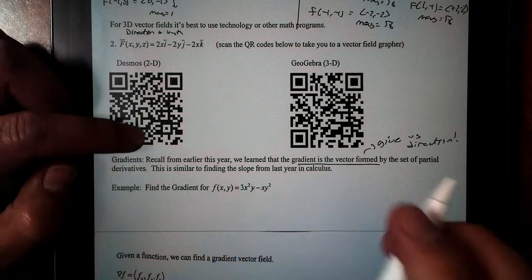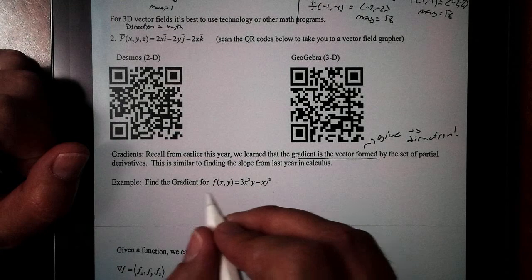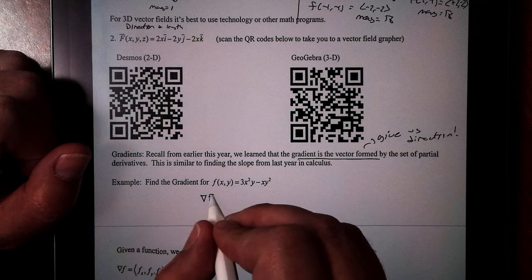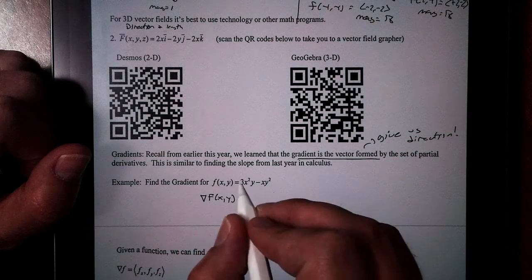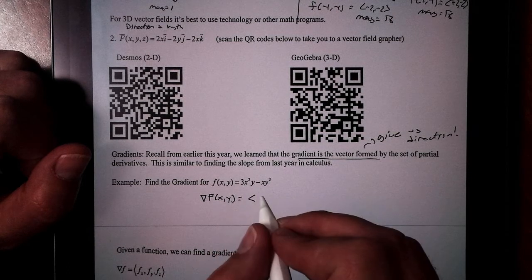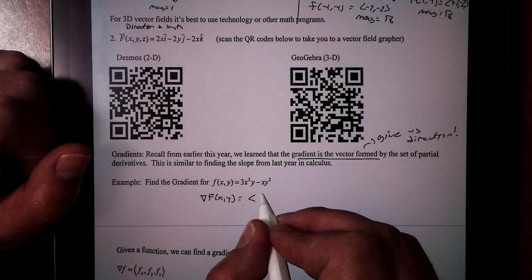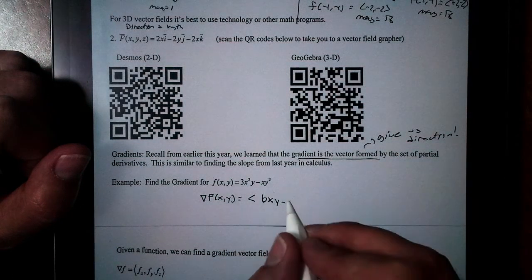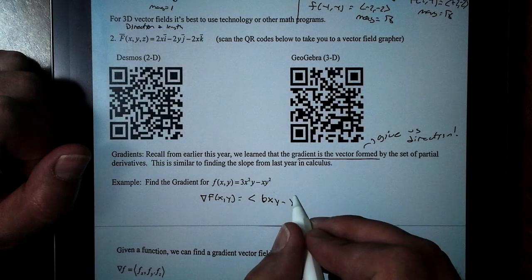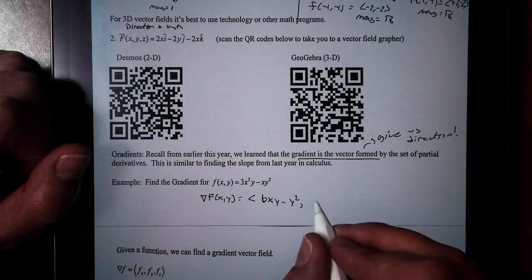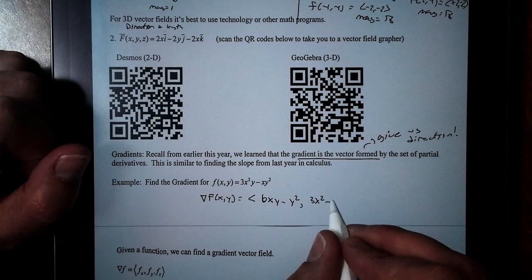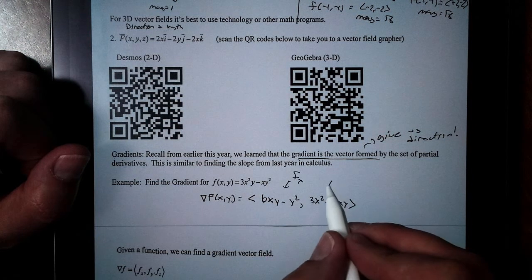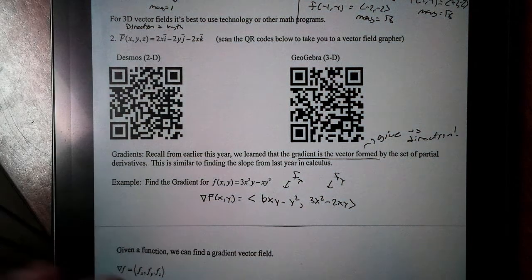We learned how to find the gradient, and remember we had a very special symbol for it. So we want to find the gradient of this function right here. We call it del f of x, y. And if we find the partial with respect to x, we just get 6xy minus, this just becomes y squared, comma, the partial with respect to y, 3x squared minus 2xy. Remember, we're going to be looking at the partial with respect to x and the partial with respect to y.